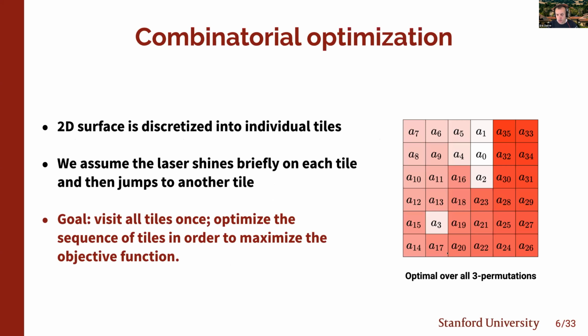So this is, for example, on the right here, showing a little square that we're printing. And the way we're modeling this, again a simplification, is we're discretizing the piece. So this is in the 2D plane, the current layer we're printing. We're discretizing into discrete tiles, and we're assuming that the laser is being shined on each tile with this u function. So the laser is shined on each tile and then moves to a different tile. So for example, it starts at A0, jumps to A1, A2, and then A3, 4, 5, 6, 7, 8, 9, and so on. So it keeps moving around with the goal of maximizing the objective function. So the goal is to visit all tiles once, and then we want to optimize the sequence in order to maximize the objective function.